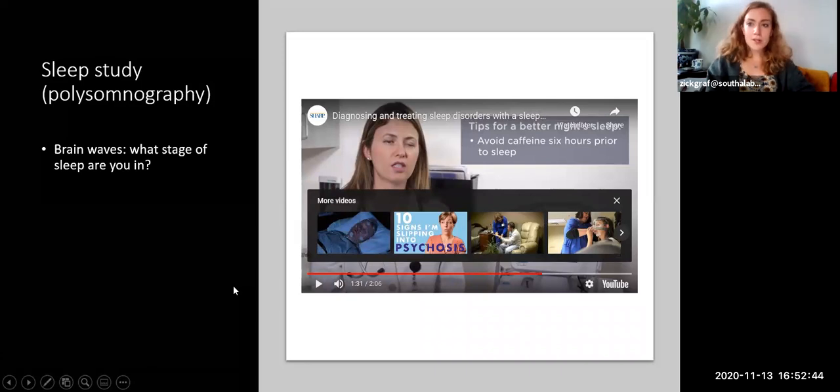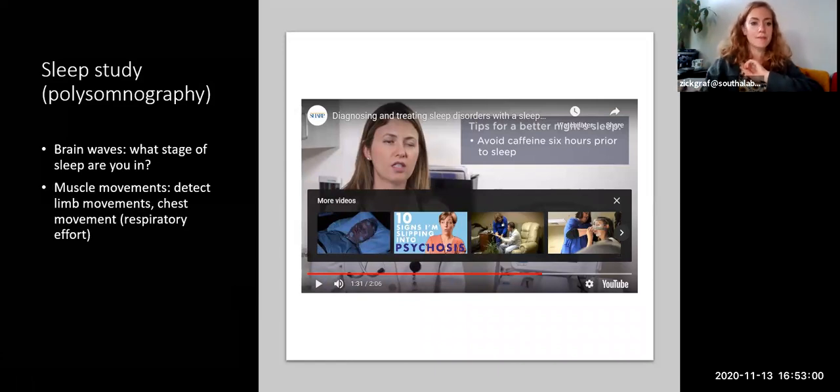So what's measured during polysomnography is surface EEGs, so electrodes placed on the surface of your scalp that help to measure brain waves, so it can determine what stage of sleep you're in. And it can correlate the stage of sleep that you're in with any body movements or abnormal sleep behaviors or apneas that you're having. It detects muscle movements, including limb movement.